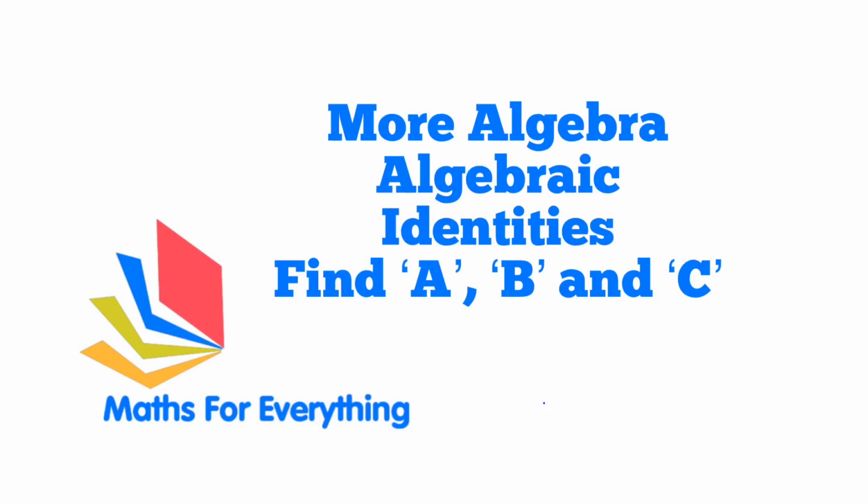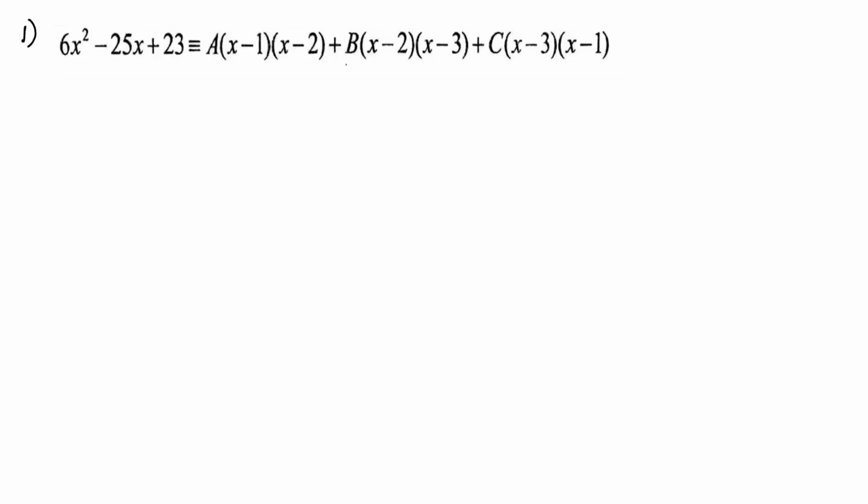Welcome to this tutorial. Today we are going to solve algebraic identities to find A, B and C. So the first question we have is 6x squared minus 25x plus 23 is equal to A, and then there are factors plus B plus C. Let's underline what we have. We have x minus 1 and x minus 1. So we write it on the side.